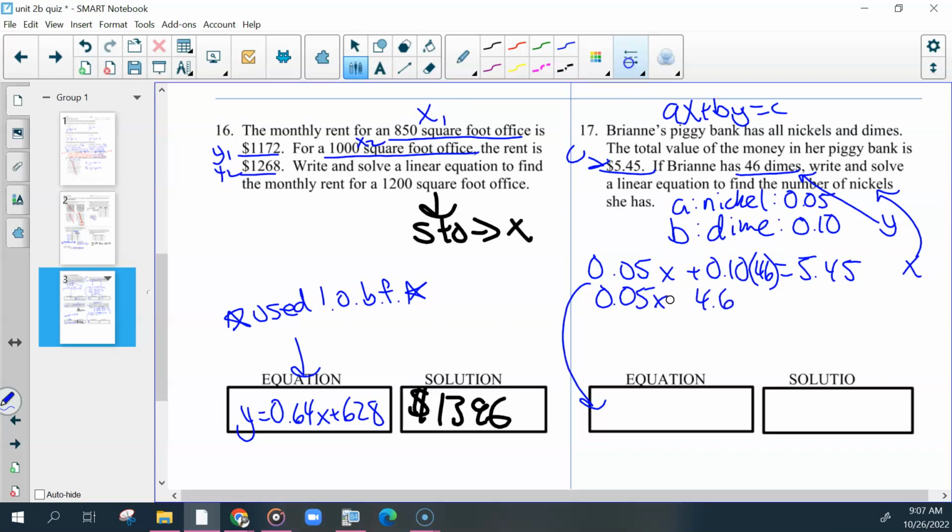Yes. How do you know that the dimes are Y and the nickels are X? It really depends on which one you put for A and B. So does it matter if I flip it in any way? So if I put B for nickels, then my number of nickels would be Y. They just have to go together. So dimes and its worth have to go together.